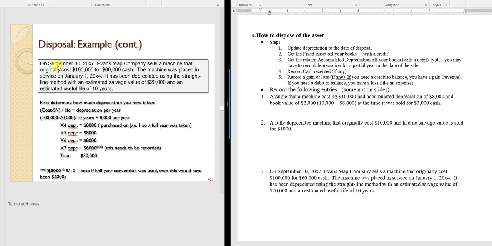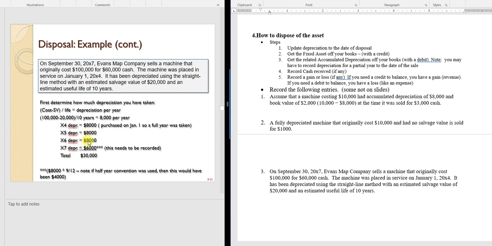First, I need to figure out how much depreciation I've taken. Depreciation is cost minus salvage value divided by life. So $100,000 minus $20,000, divided by 10 years, is $8,000 a year. I purchased it on January 1st, so in X4, I took all $8,000. If I didn't purchase it on January 1st, or if I used the half-year convention, I would have taken 4 or some adjustment. In X5, I owned it all year, so I took $8,000.